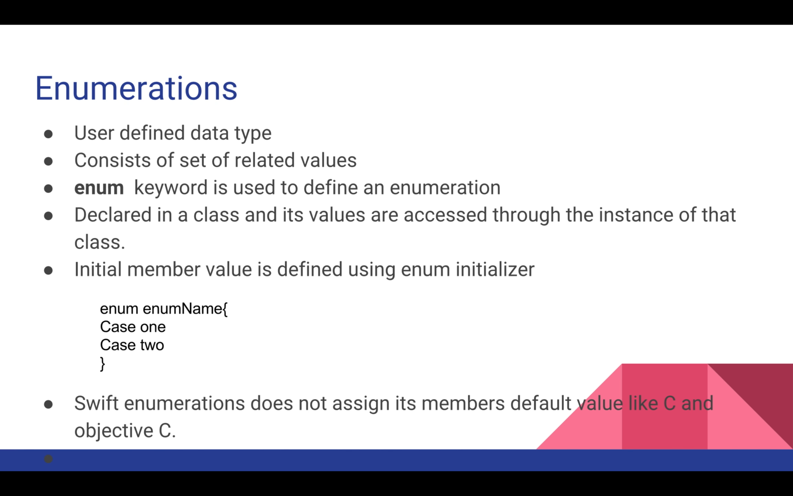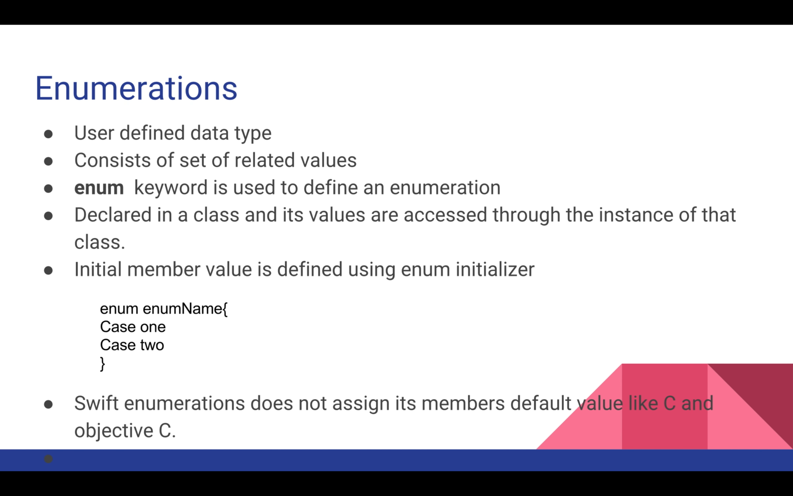Enumerations. An enumeration is a user-defined data type which consists of a set of related values. The keyword enum is used to define enumerated data types. Enumerations in Swift also resemble the structures of C and Objective-C. If an enum is declared in a class, then its value can be accessed throughout the instance of that class. Initial member value for an enumeration is defined using enum initializers, that is the init function.